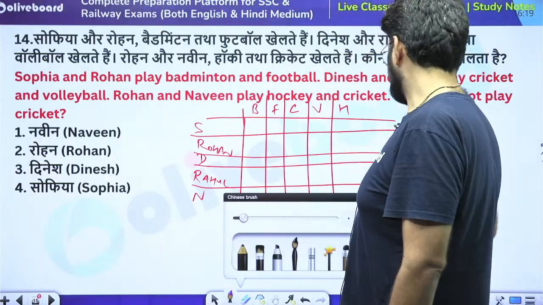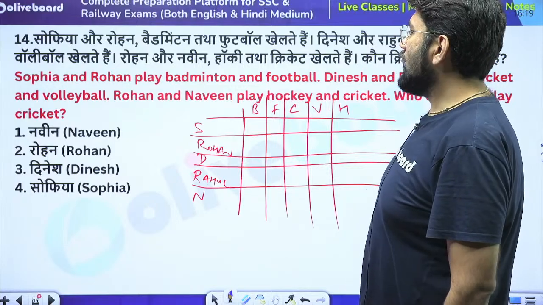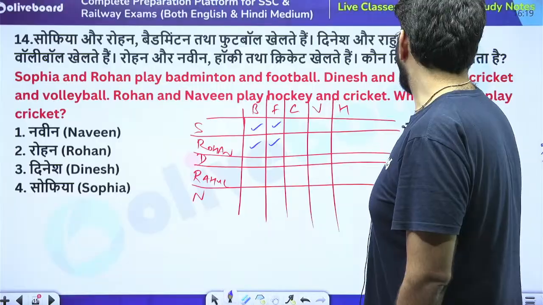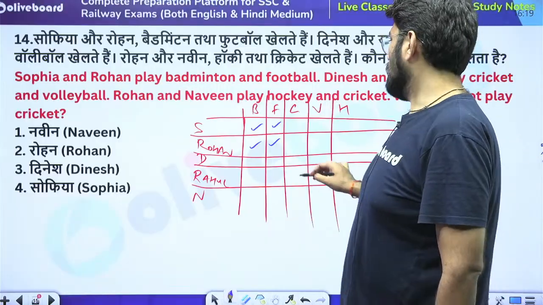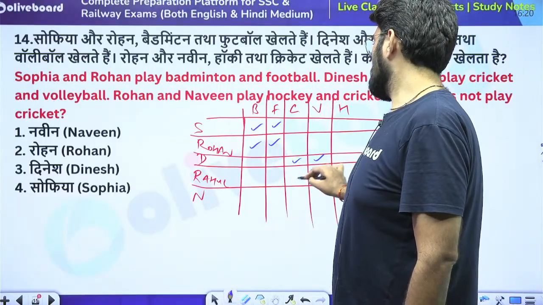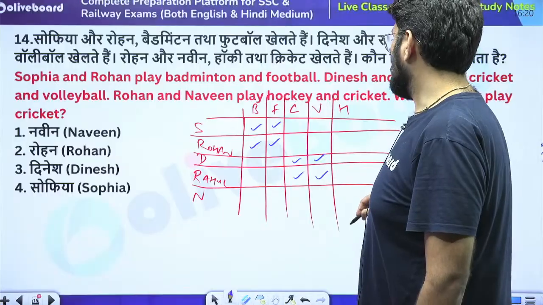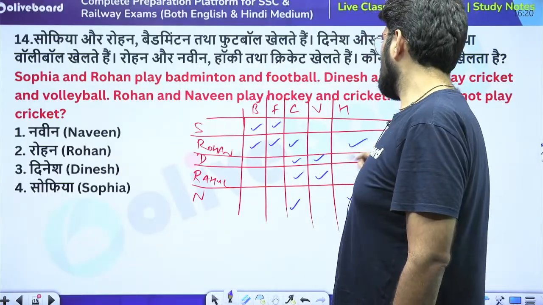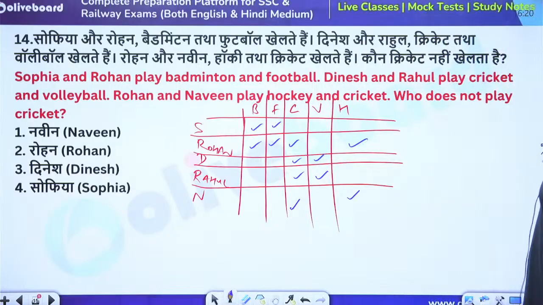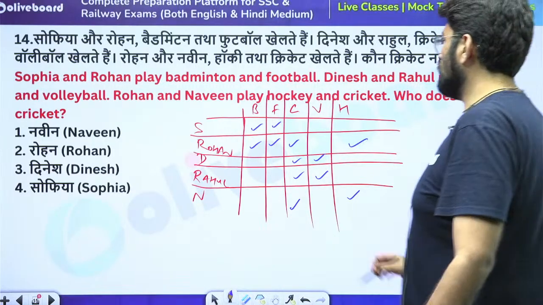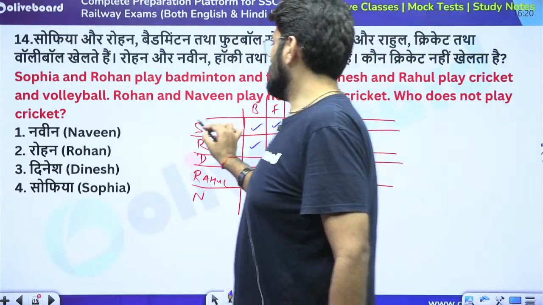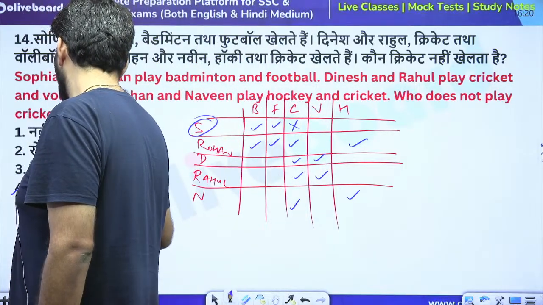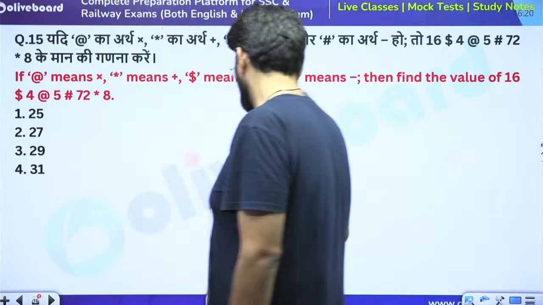Okay. Now they are saying Sophia and Rohan play badminton and football. Dinesh and Rahul play cricket and volleyball. Rohan and Naveen play hockey and cricket. The question is, who does not play cricket? So only one person does not play cricket, which is Sophia. So option D is the right answer. Cool. Next.